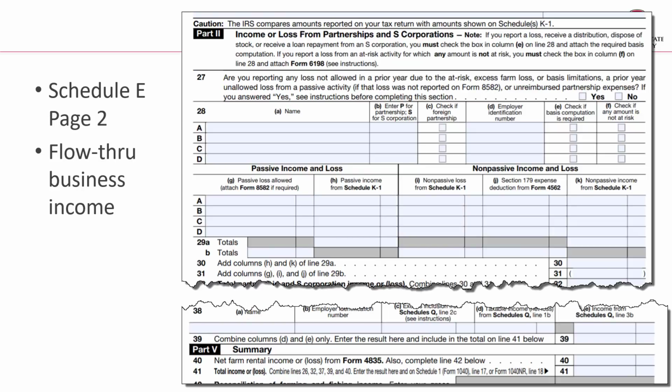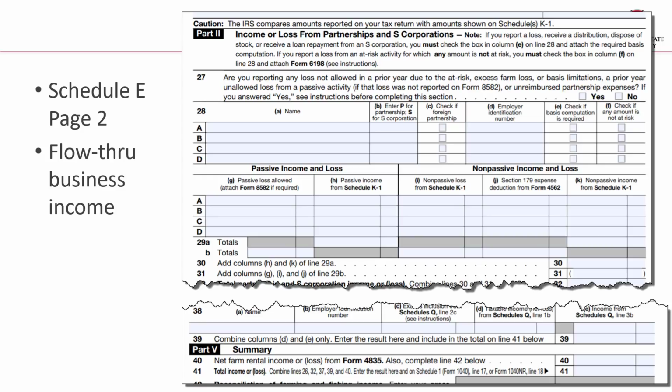So the backside of Schedule E is basically where you report your flow-through business income. So this would be income from partnerships, LLCs, and S corporations. And you can see that it functions quite a bit differently. Instead of there being a big list of expenses that you're supposed to total, you basically report this as either income or loss with no additional detail.